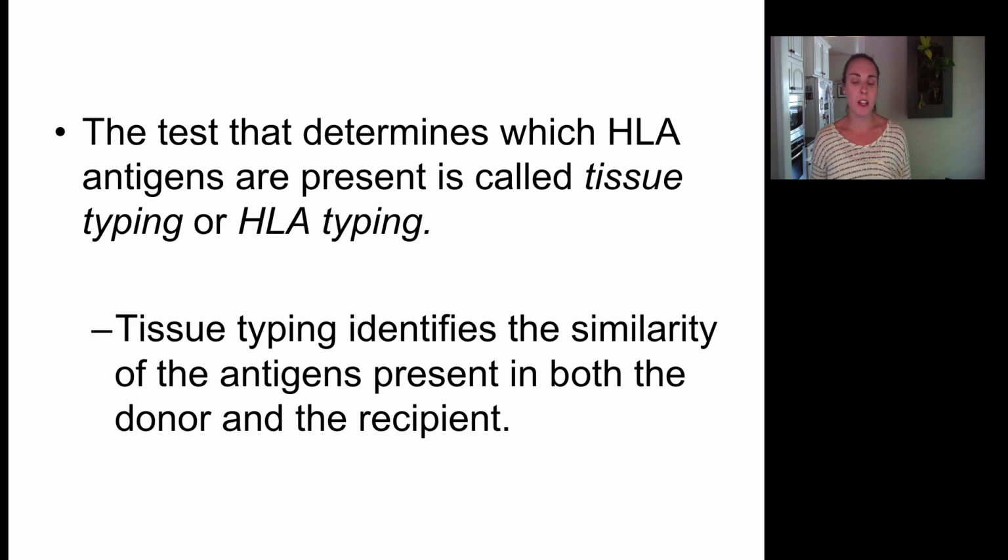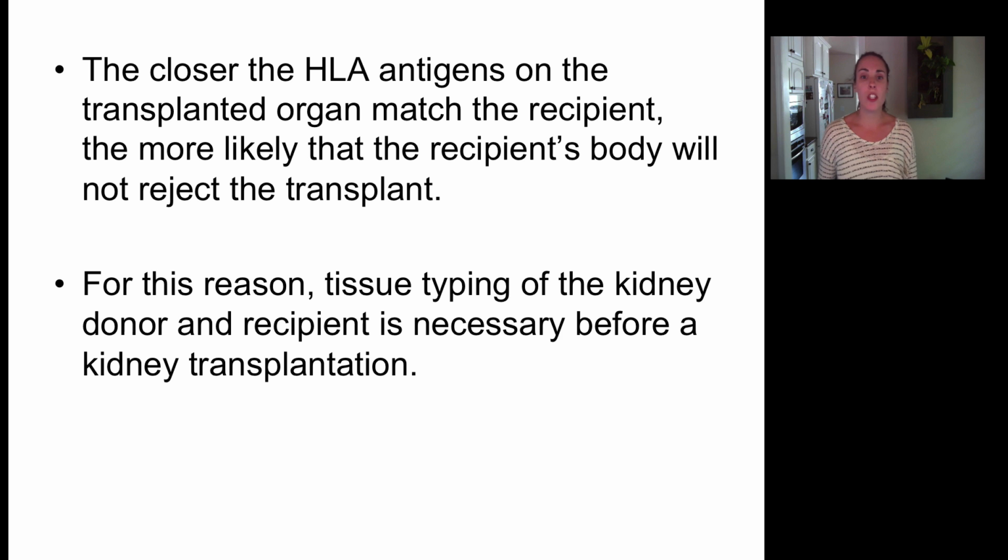Tissue typing identifies the similarity of the antigens present in both the donor and the recipient. So the closer the HLA antigens on the transplanted organ match the recipient, the more likely the recipient's body will not reject the transplant. I'll give you examples of this in a minute. If your HLA antigens don't match your donor, you're going to have a problem. For this reason, tissue typing of the kidney donor and recipient is necessary before any kidney transplant.